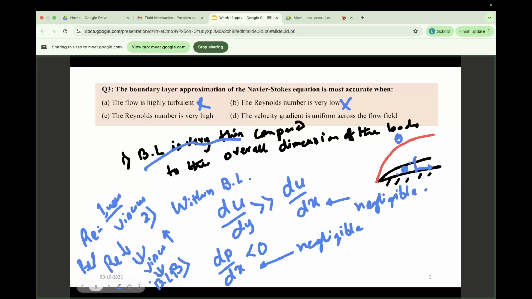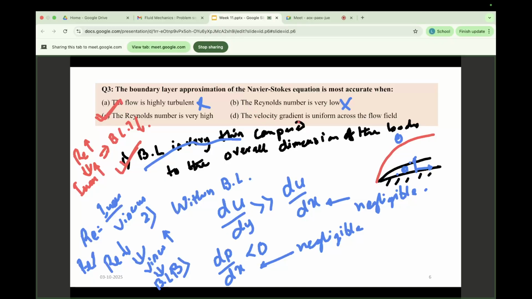Next is the case where the Reynolds number is very high. A high Reynolds number means the inertia should be more. If the Reynolds number is more, that implies the inertia force should be more, right? As the inertia force dominates the viscous force, we can also say inversely that the viscous term will be less. As the viscous term is less, the boundary layer thickness should be less, that is, it should be thin. That holds with our first assumption of the Navier-Stokes equation. So option C is the correct answer.